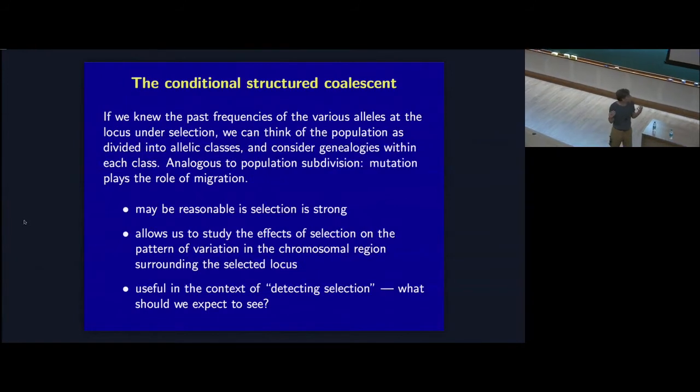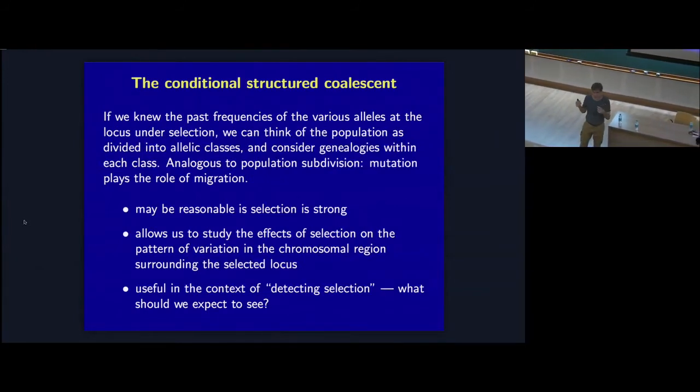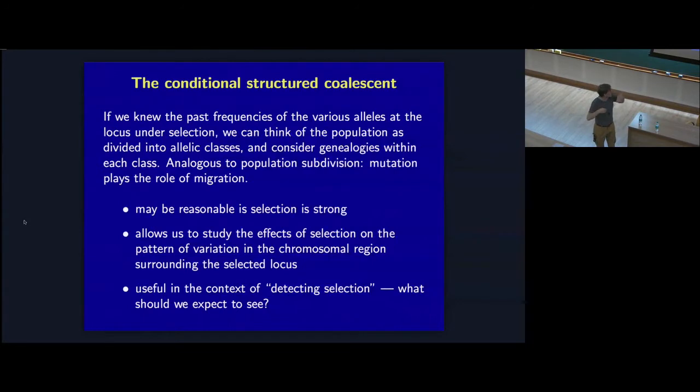So it looks like population subdivision, but you can only coalesce when there's a mutation between these two allelic classes. And if you look at a bigger region, other regions can also recombine from one allelic class to the other. So how could you do this?